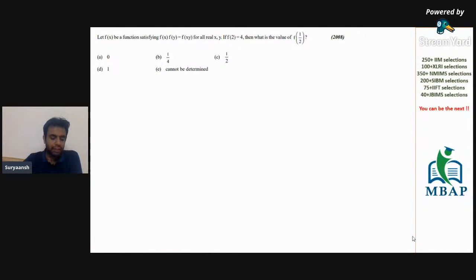Okay, so this is the first question. This was an exam question in 2008. Simple question, not a very difficult question. Let f(x) be a function satisfying f(x) into f(y) is equal to f(xy) for all real x, y. If f(2) is equal to 4, then what is the value of f(1/2)? Okay, so I think it's not a very difficult question.